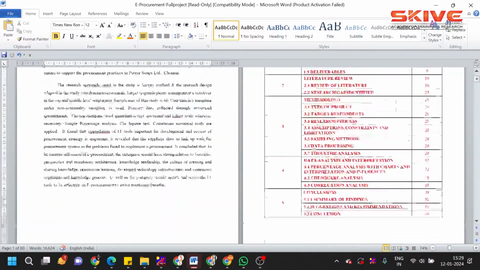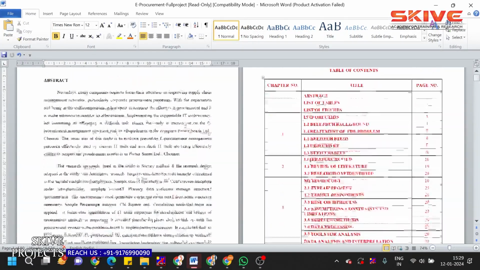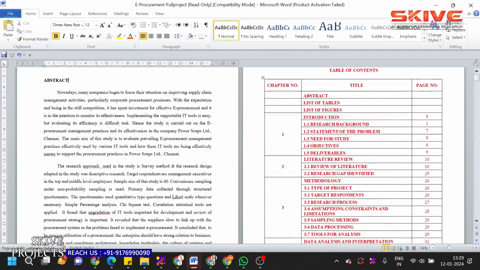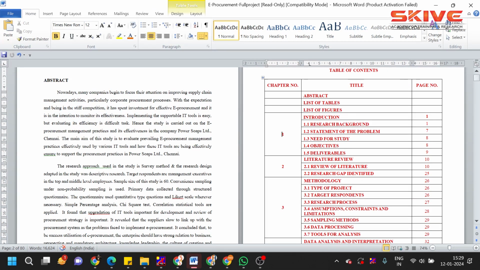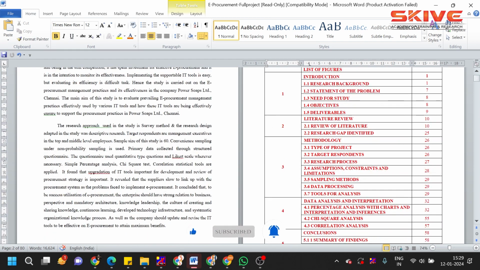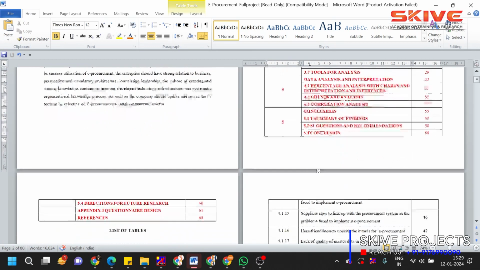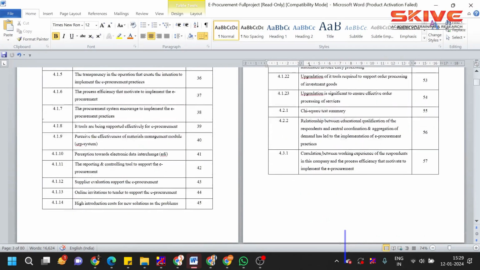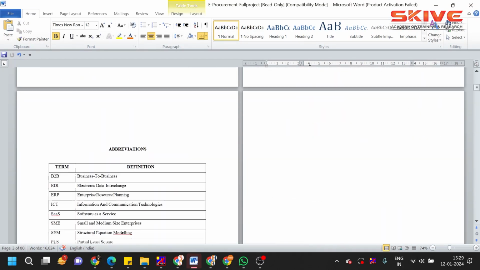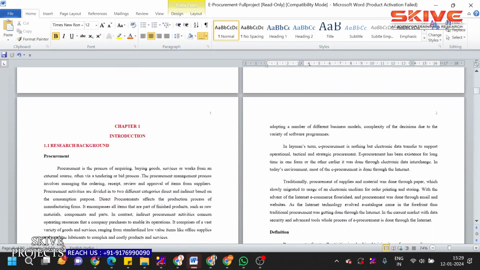Here this project starts with the abstract, and these are the list of contents. The content is chapterized into 5 different categories. The first category is the introduction, the second is the literature review, the third is the methodology, the fourth is the data analysis and interpretation, and finally the conclusion. Here are the list of figures, list of tables, abbreviations, and then the content page.